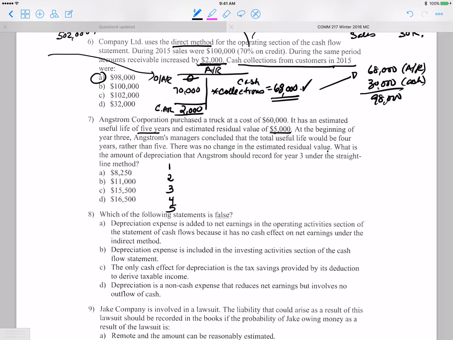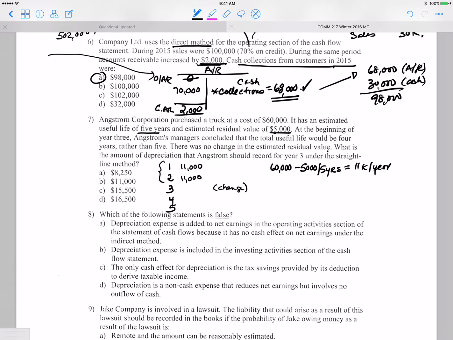So for the first 2 years, we depreciated based on a residual value of 5 and a useful life of 5 years. Initially, for the first 2 years, $60,000 minus $5,000 of a residual value over 5 years was giving us $11,000 per year. So $11,000 was recorded as depreciation in year 1 and as depreciation in year 2 as well. In year 3, this is where the change happens.